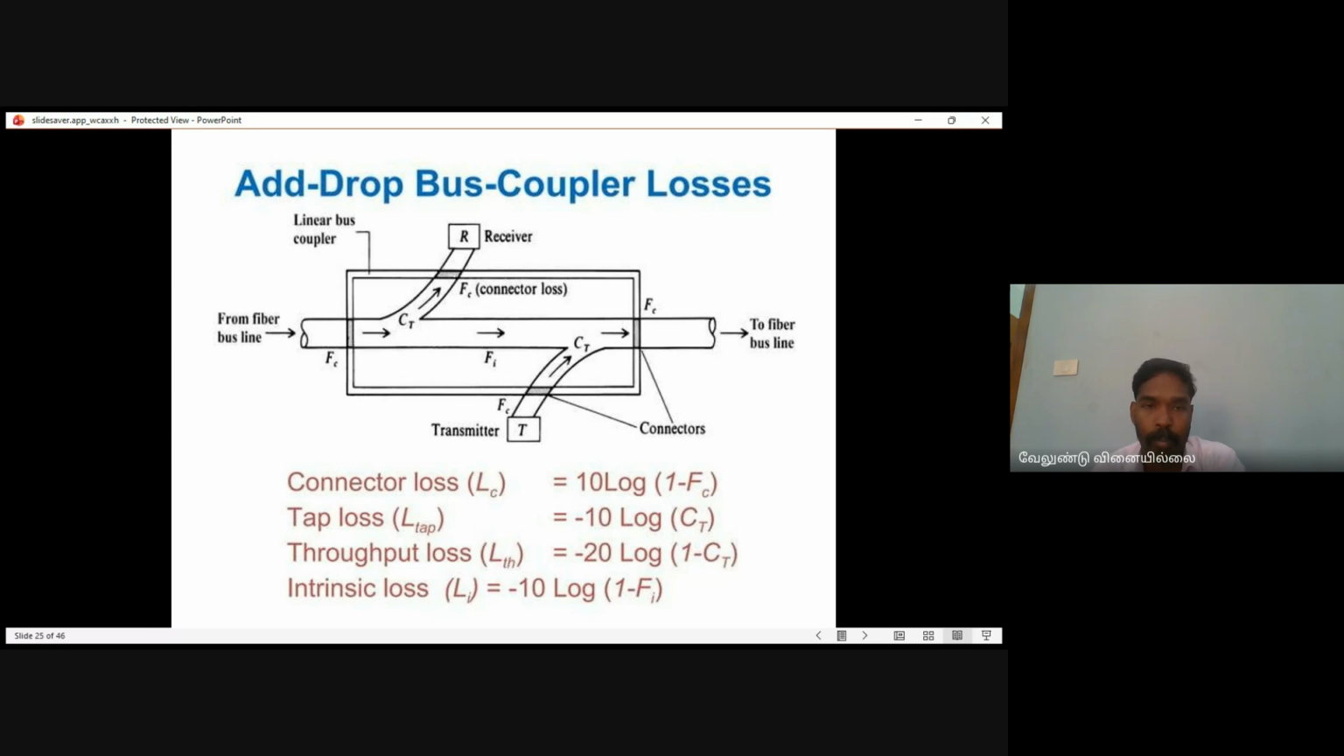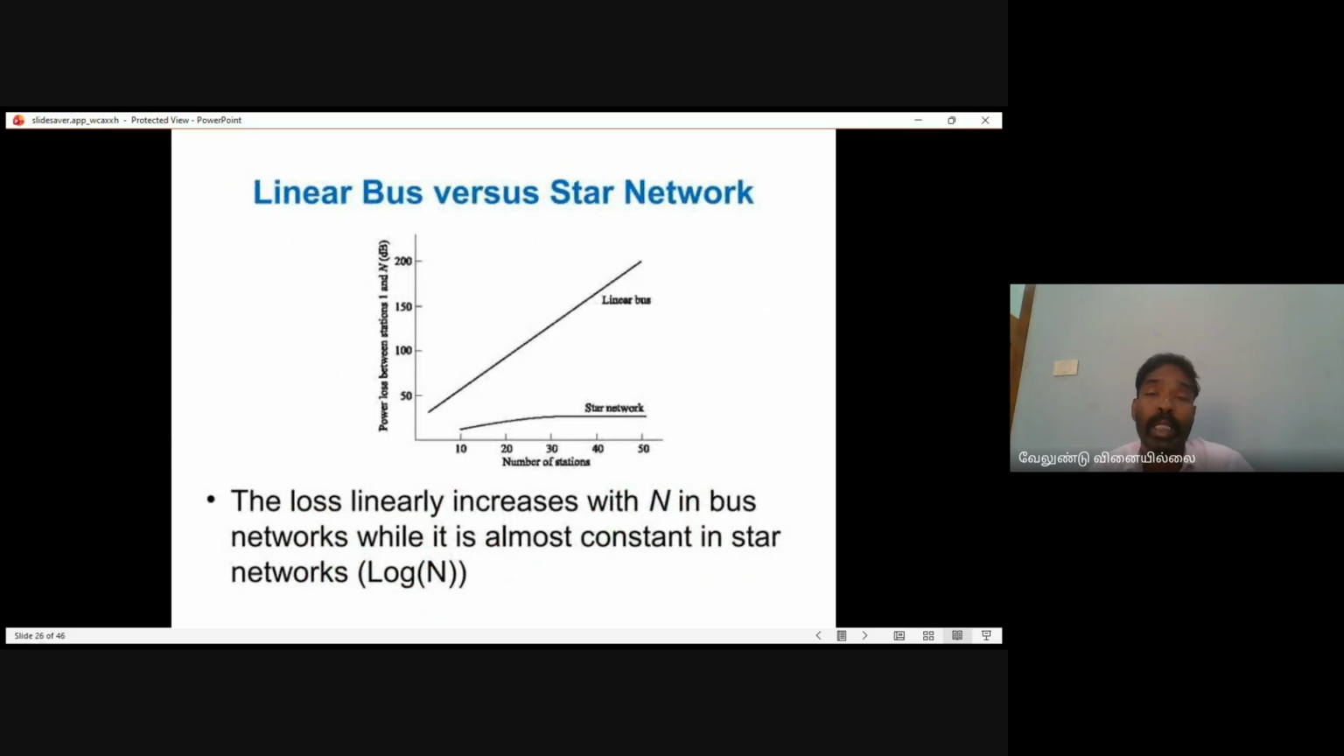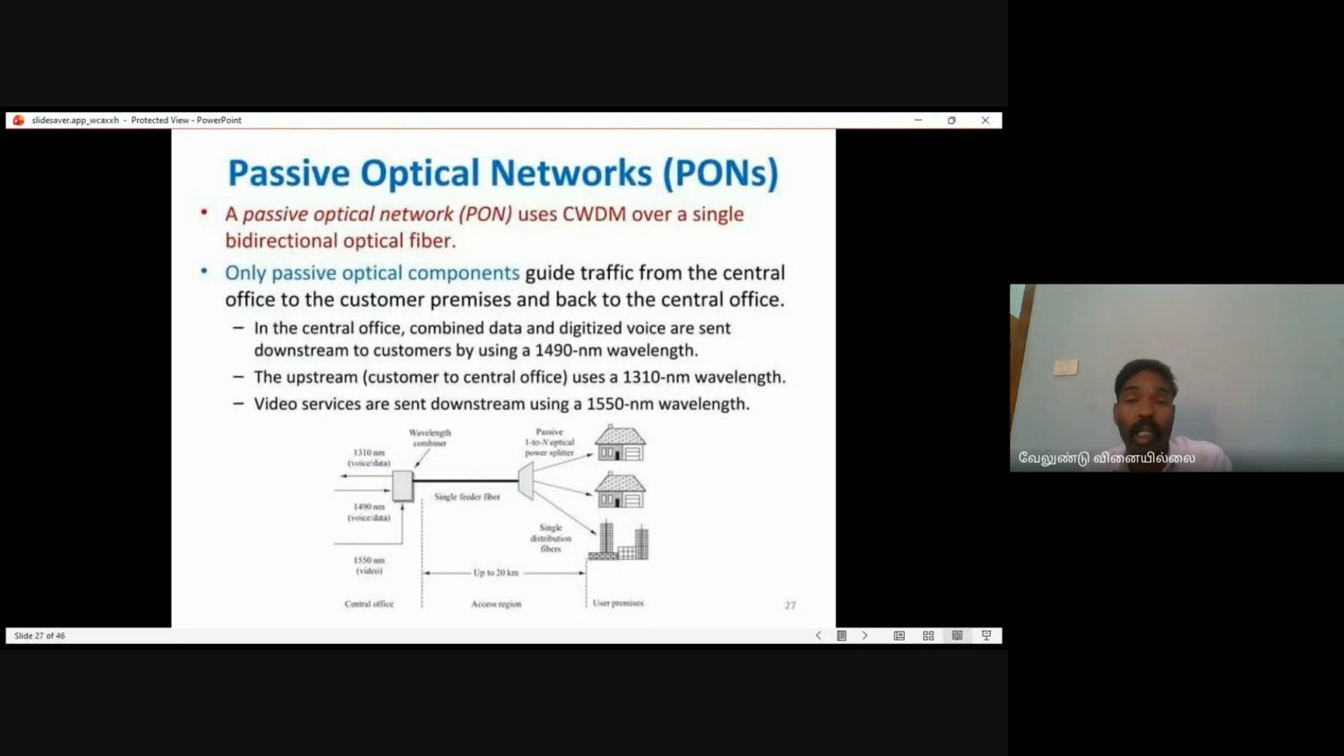Okay. This is linear bus versus star network. As the number of stations increases, power loss increases. The star network has low power loss, but in the linear bus, if the number of stations increases, automatically the bus loss also increases. That's the understanding from this graph.